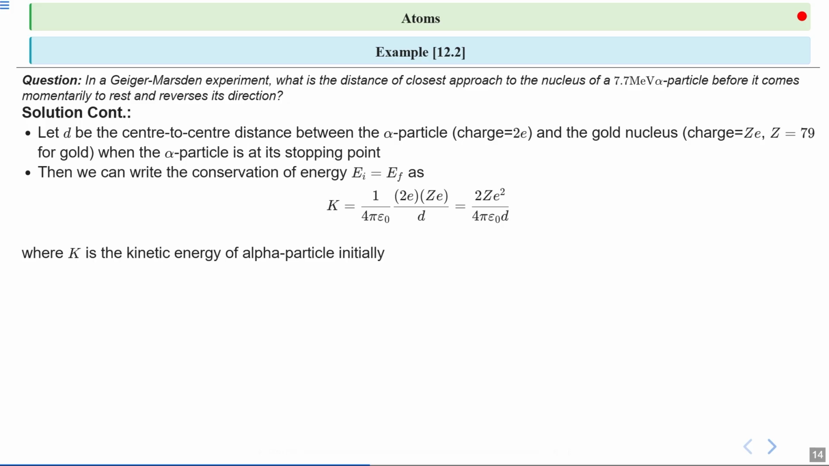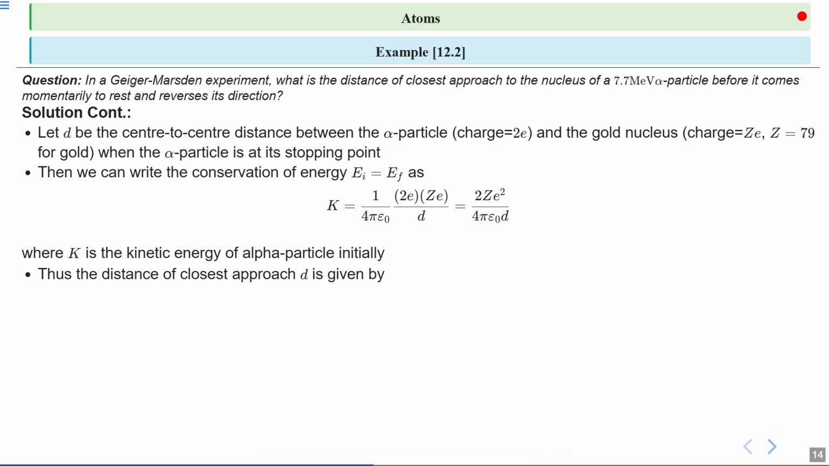So kinetic energy is equal to potential energy. K is equal to 1 by 4 pi epsilon naught, times Q1, the charge of the alpha particle, 2e, and Q2, the charge of the nucleus, Ze, over the distance between them, which is the distance of closest approach D. After solving, it is 2Ze square upon 4 pi epsilon naught D, where K is the initial kinetic energy of the alpha particle, which is equal to the potential energy. Comparing, E_I equals E_F.